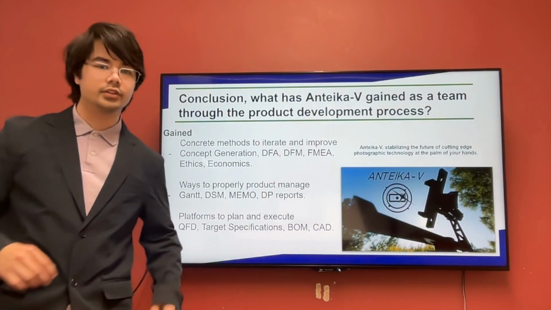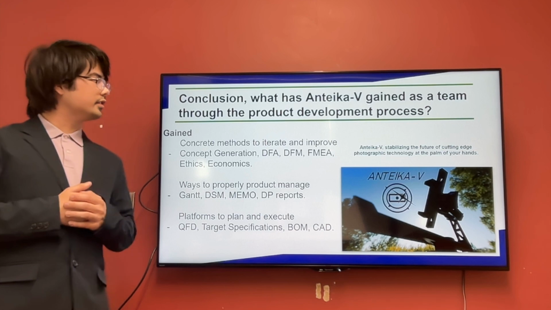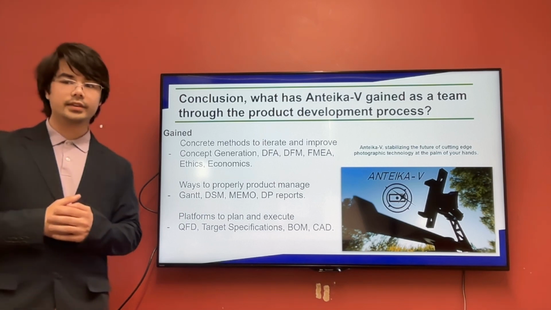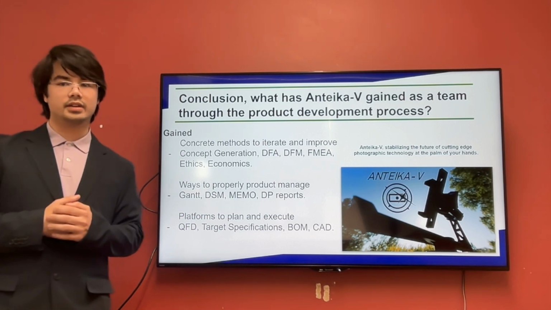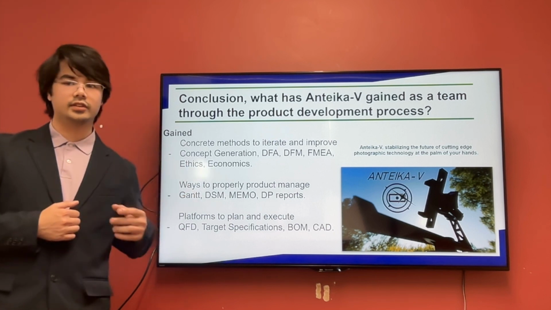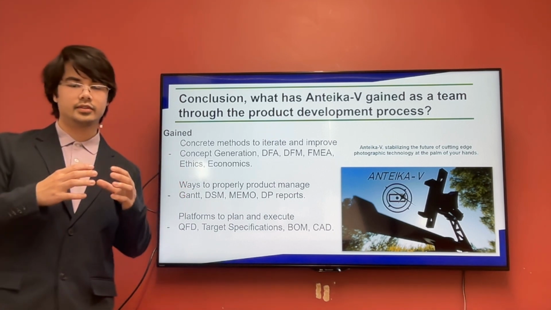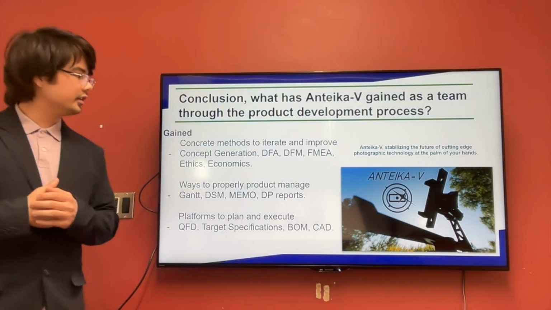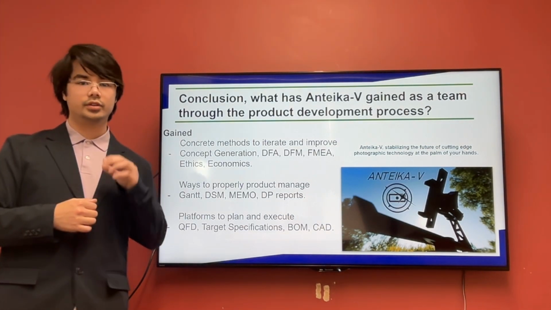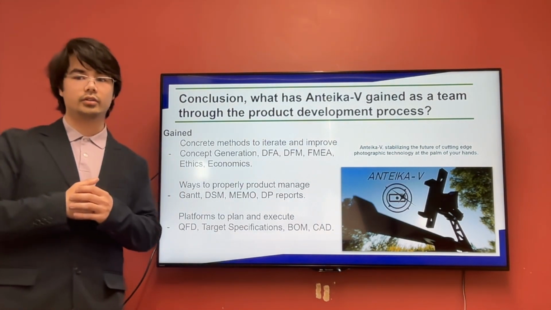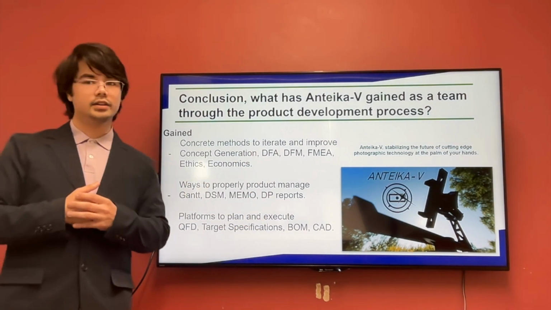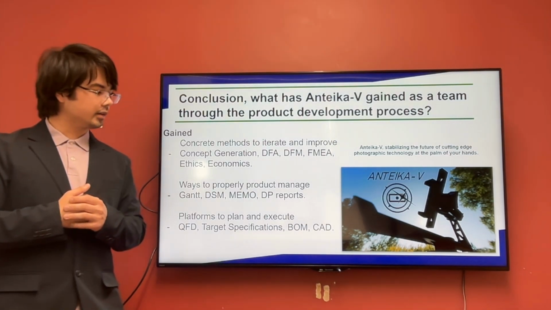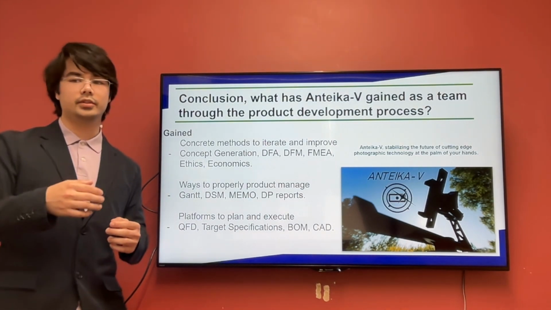So, in conclusion, what has Anteika-V gained as a team through the product development process? Well, we've gained a concrete method to iterate and improve. These are from the concept generation, where we had iterative processes where we'd mesh together concepts. We would have them peer reviewed by team members outside of our team. The DFA, the DFM, and the FMEA are ways to iteratively look at a project, see what could go wrong, for instance for the FMEA, and the DFA can help us figure out what it would take to manufacture one of these products. It can help us go back on the process, think about how we're going to build this.